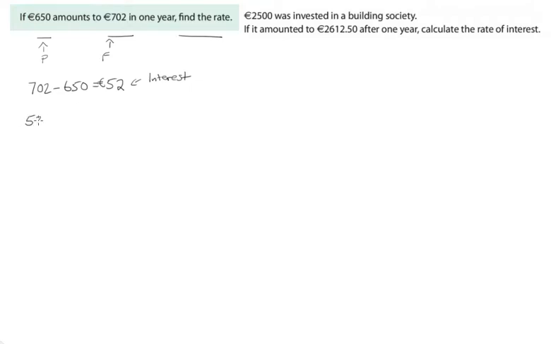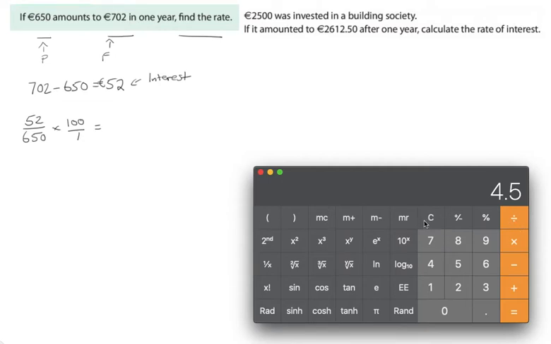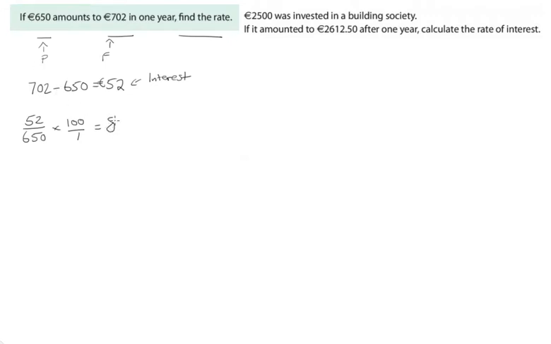Now, all I have to do is put 52 over the principal and multiply it by 100 over 1. This is how we figure out what percentage of 650 is 52. And we'll use a calculator for that. So it's 52 divided by 650, and that will give us 0.08, and when we multiply that by 100, that gives us 8%. So the interest rate in this question is 8%.